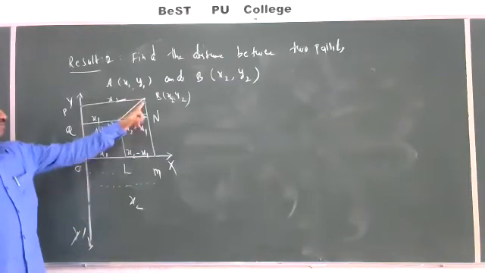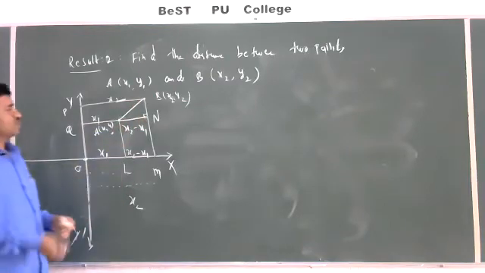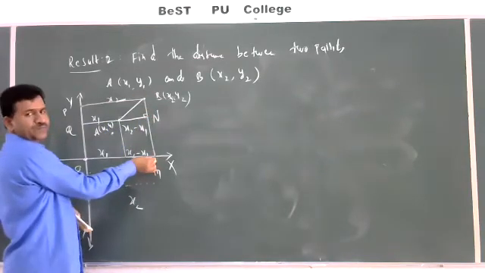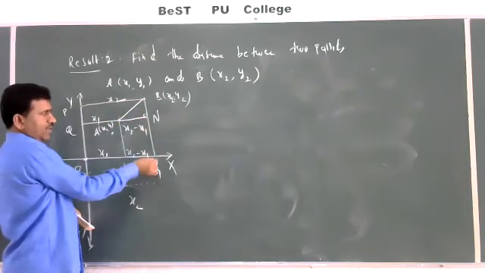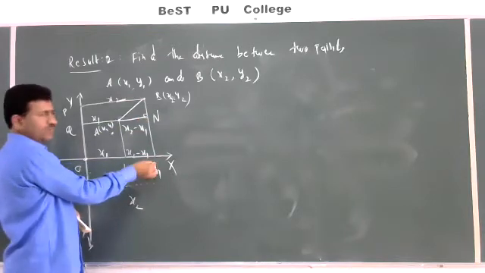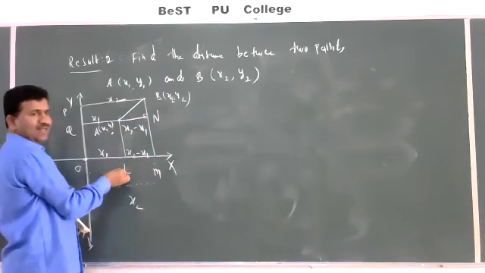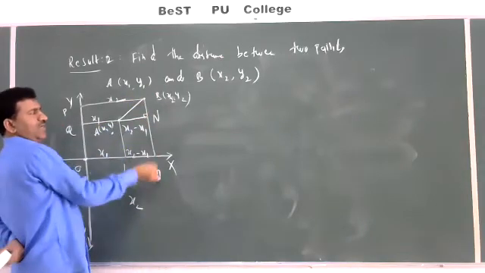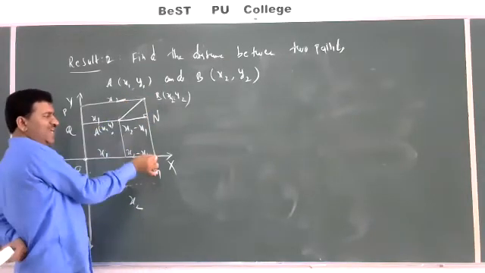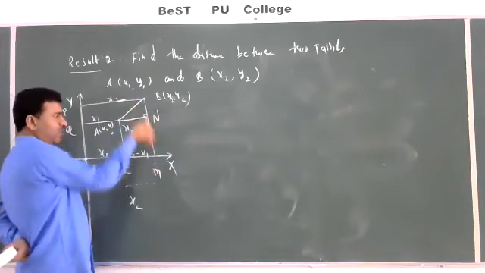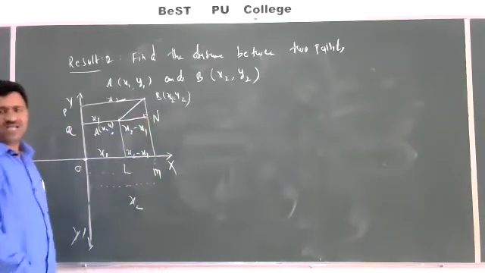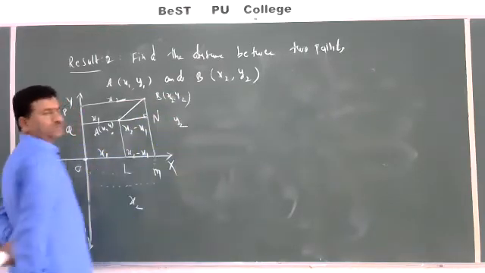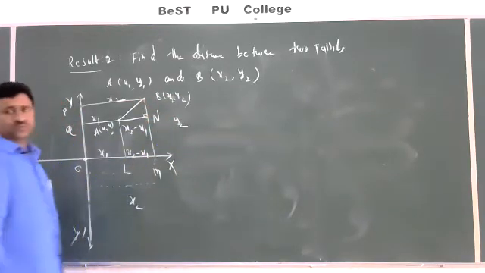Now, listen to me. BN. To find this BN, the total distance is BM, and subtracting the NM. NM is equal to AL here. Now see this one. What is the total distance? Distance of the point from the x-axis is always the y coordinate. What is the y coordinate in this case? y2. Total BM value is y2.